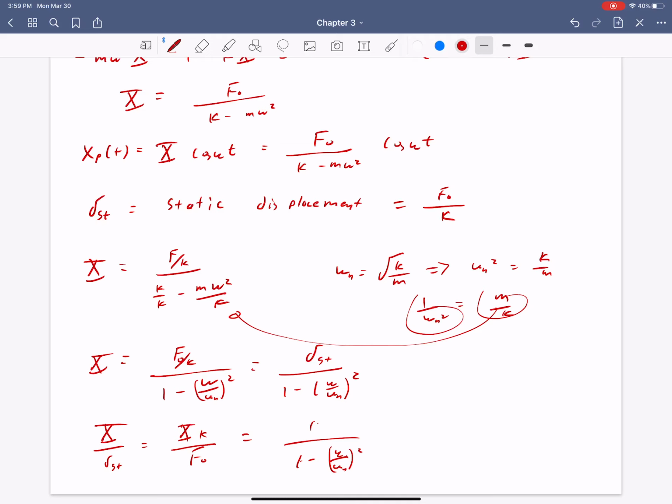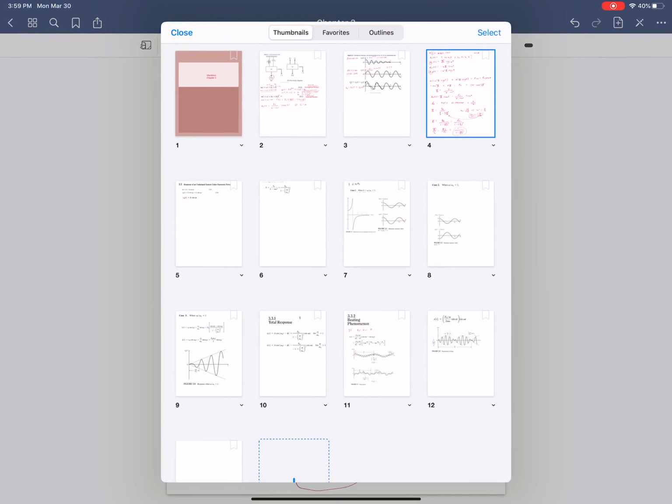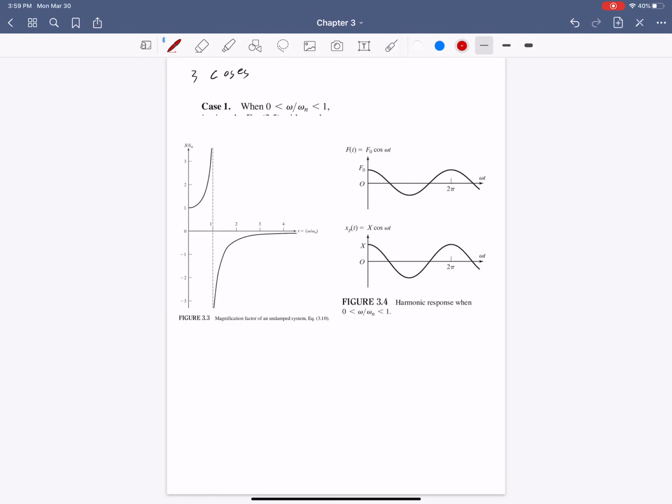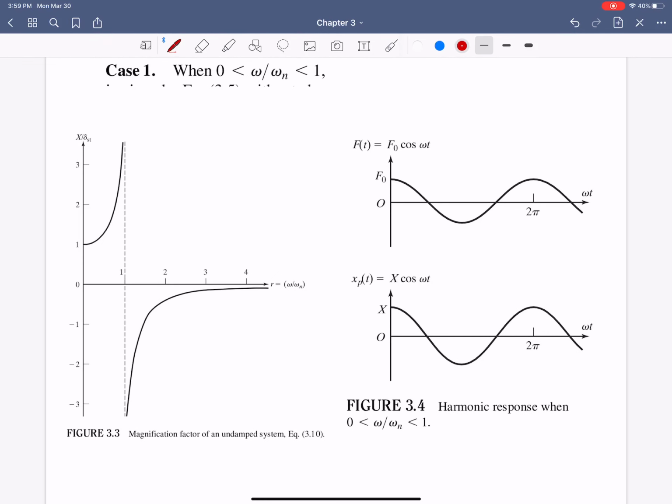They'll normalize it, and they'll just graph how this function changes as a function of omega over omega n. In fact, I might even have that conveniently located here. Here's one of those cases where this is x over d static, which is x over k and f naught, that dimensionless parameter. And here's r, which is omega over omega n. What you can see is as you get close to 1, it goes infinitely large, and then on the other side, it goes up from infinitely negatively large and then tapers off.